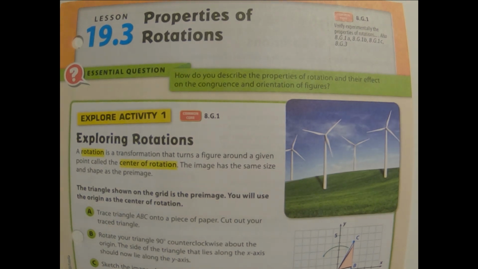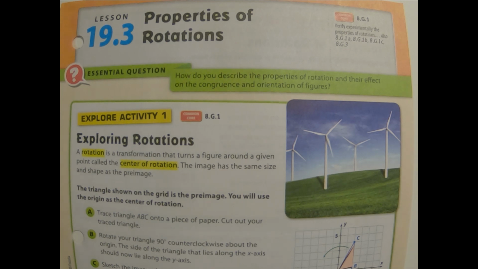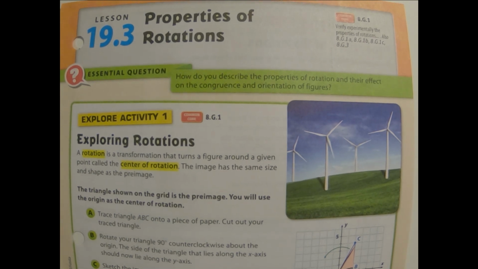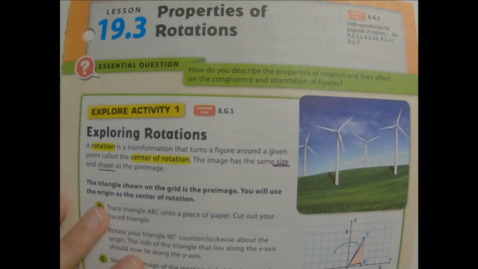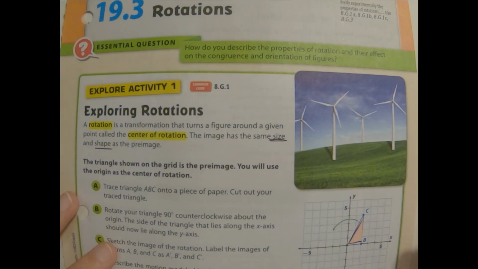All right, today we're going to work on Module 19.3, Properties of Rotations. We've already worked with translations and reflections. Rotation is just a little step up from there. So a rotation is a transformation that turns a figure around a given point called the center of rotation. The image has the same size and same shape as the pre-image, so that will not change.